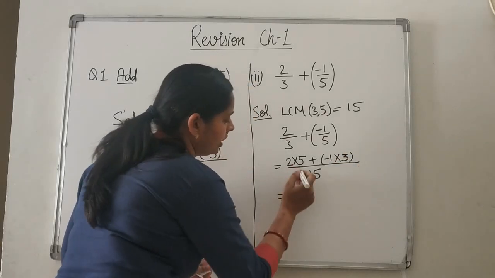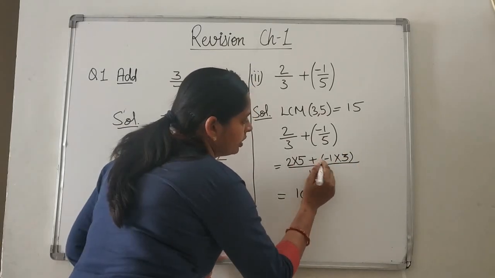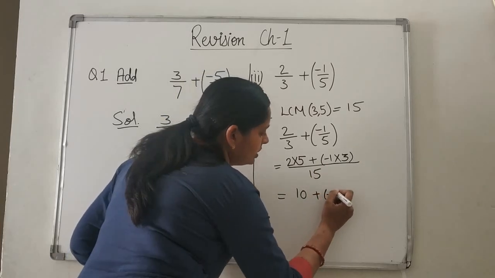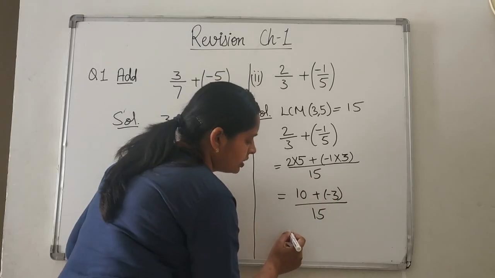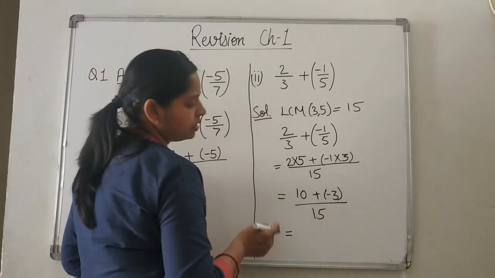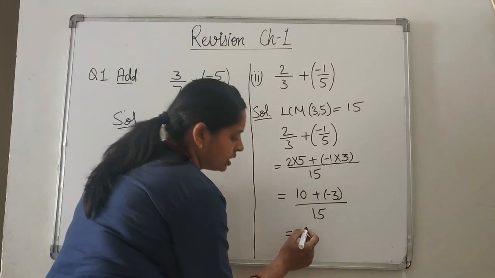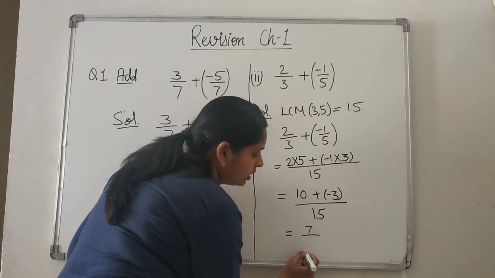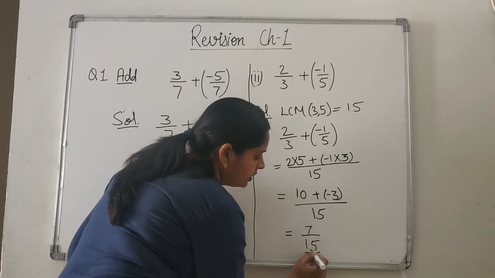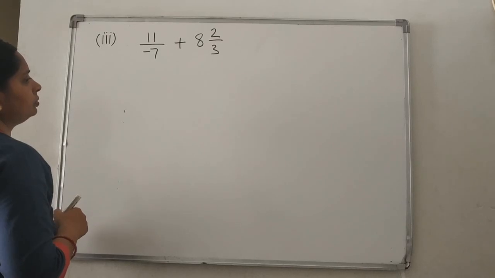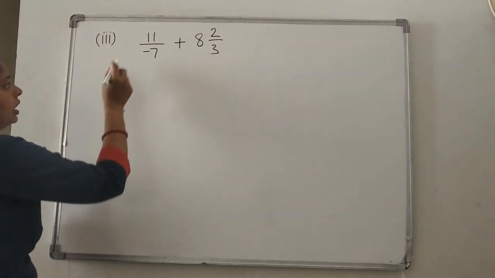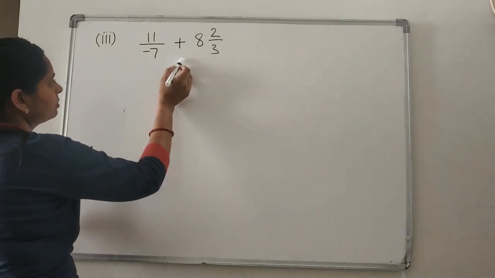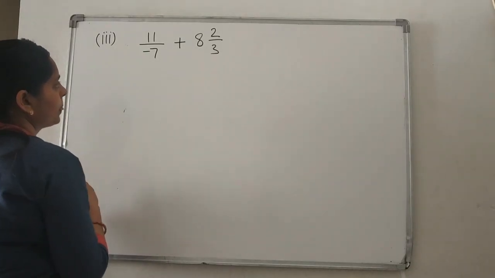So you are getting 5 2s are 10 plus minus 3 upon 15. 10 plus minus 3 will give you how much? Use the rules of integers. 10 plus minus 3 is 7 upon 15. And this will be your answer. Okay. Now see, in the third part, 11 upon minus 7 plus 8 2 by 3.